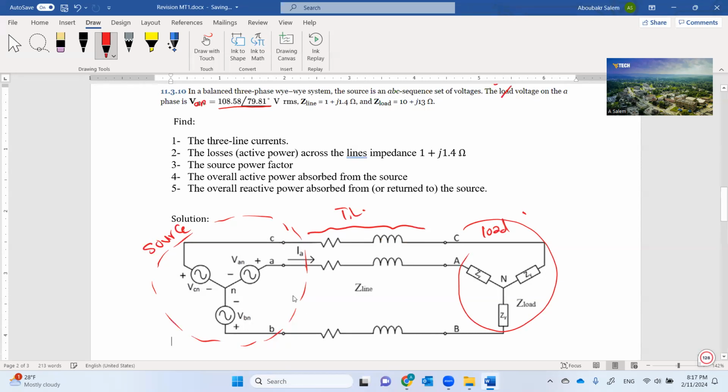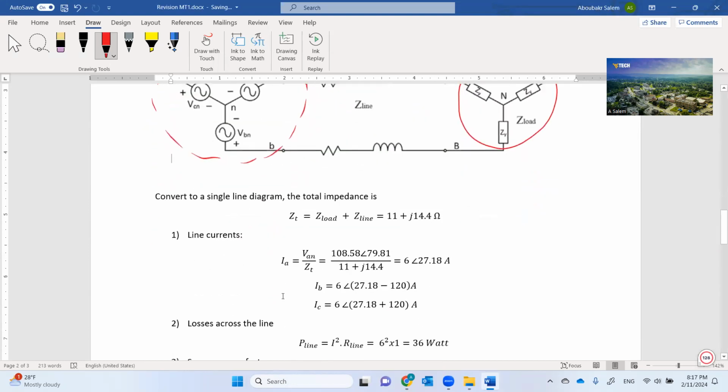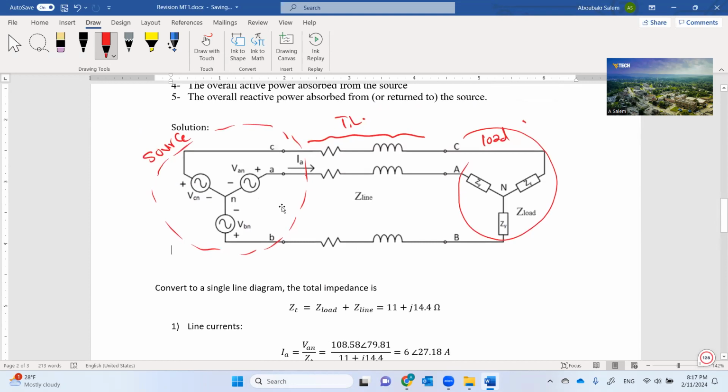Simply, guys, as we mentioned before in such problems, we can convert this circuit to a single line diagram. So I said here, convert to a single line diagram and calculate the total impedance. Let me draw the single line diagram here with you now. Our supply is going to be VAN. Then we have the transmission line impedance. Then we have our load impedance, and this is going to be the neutral point, which will be connected to the supply again. So this is Z load, and this is Z line, and this is VAN.